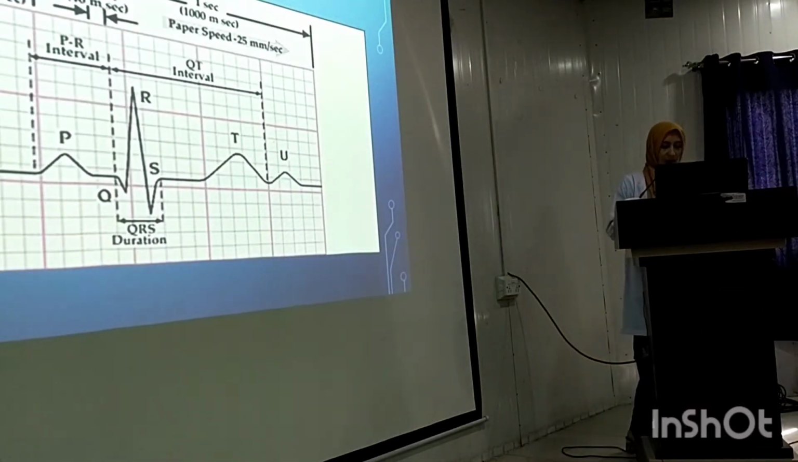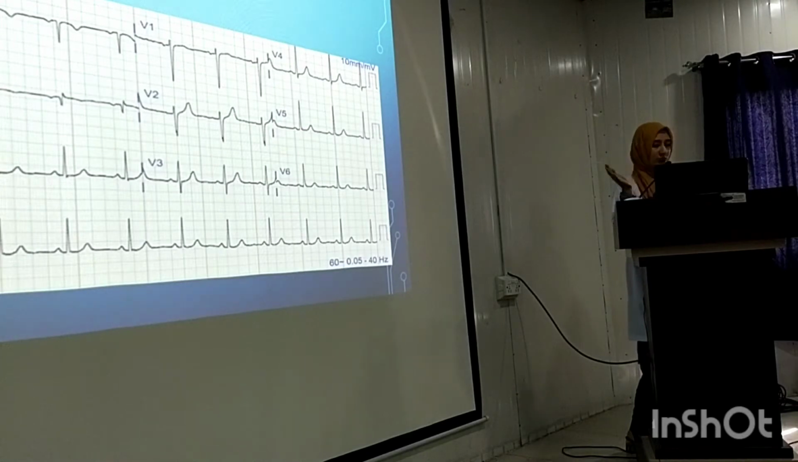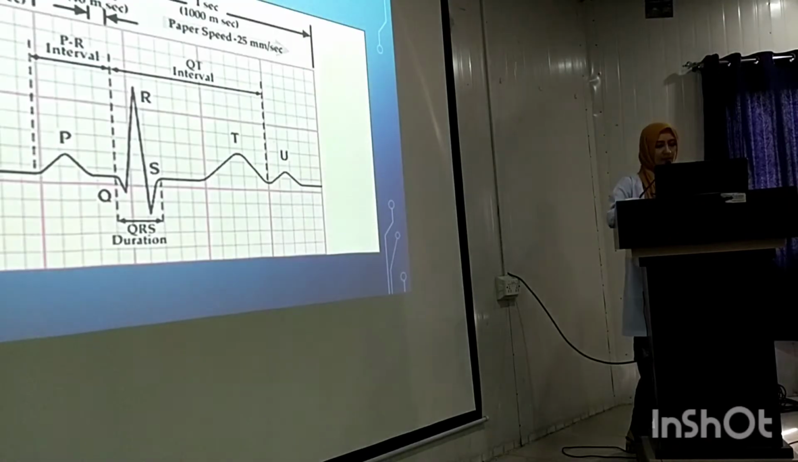Well, this is how a normal 12 lead ECG looks like. There are some chest leads and the limb leads. We will take one complex. This is a complex, the P wave, the QRS and the T wave. What does the P wave denote? A P wave denotes the depolarization of the atria.